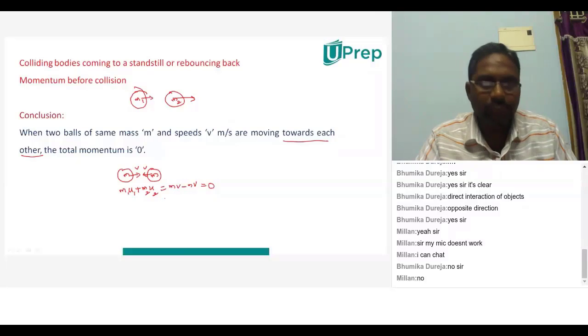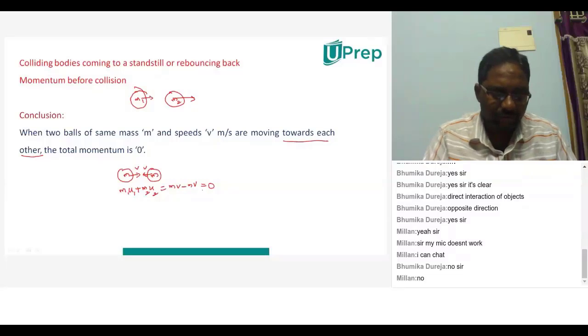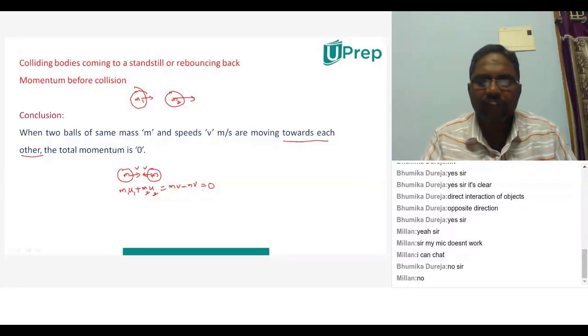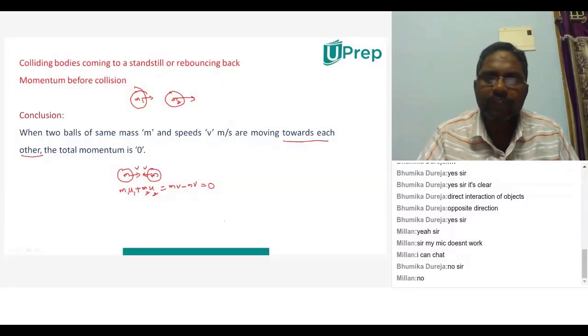That means the initial momentum of the first object is mv. The initial momentum of the second object will be minus mv. So I am adding both. When I add both, they will cancel each other, right? And when they cancel each other, what will you get? The total momentum before the collision will be zero.